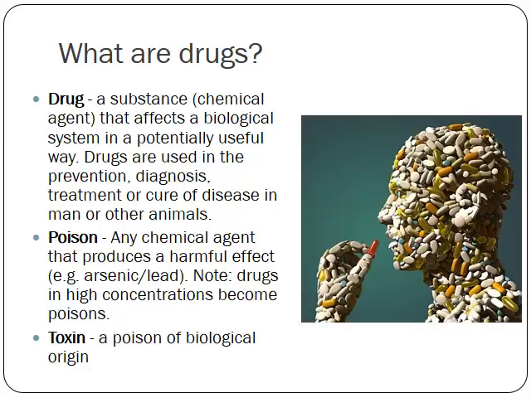Now, the other definitions of poison and toxin can relate to drugs too, and I do a toxicology lecture in the third semester, so we'll talk more about that at that time. But a poison is defined as a chemical agent that produces a harmful effect. Note, drugs in high concentrations can become poison, so really it depends on the dose. If you give too much of anything, it can become a poison.